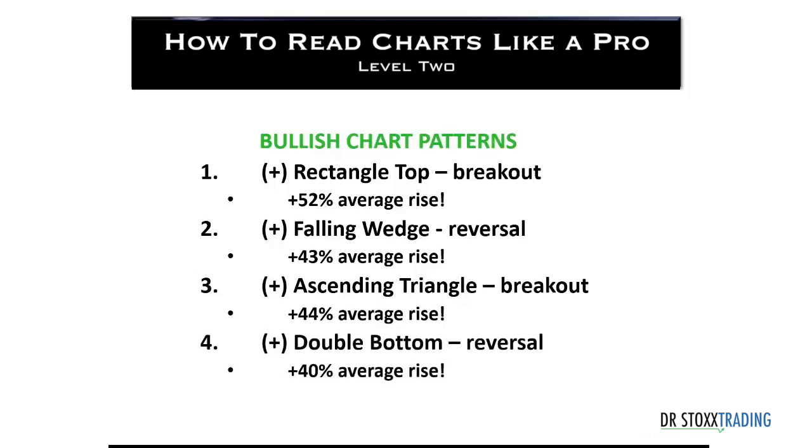And fourthly, the double bottom, good old standard double bottom. And this is a reversal pattern, so you find these at the bottom of downtrends, and it indicates that the trend is ready now to reverse to the upside. On average, it does so to the tune of about 40% per trade. So those are the four bullish chart patterns, and I took these right off the top of Bulkowski's list of the most profitable chart patterns.